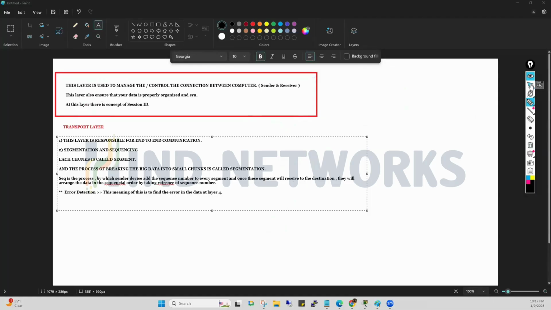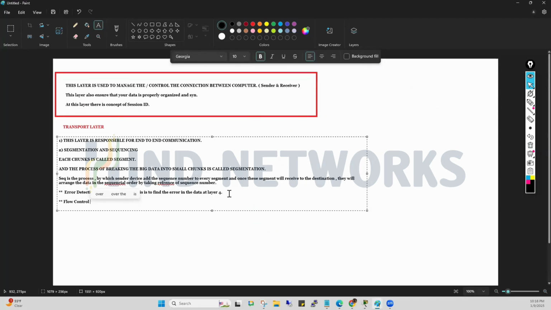Yes or no? Is this clear? Now, there is one more feature at layer number 4 that is called flow control. Flow control means what? The transport layer basically manages the rate at which data is sent to prevent overwhelming the receiving device.